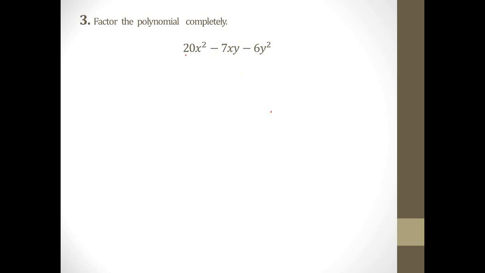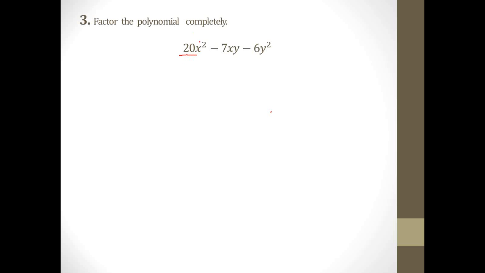So first step, if you have a coefficient in front of the squared term, you check if you have a GCF. Let's see, 20, 7, and 6. Do they share a common factor? Nope, they don't. The 7 is a prime number. It only has 1 and 7 as its factors, and 20 is not divisible by 7, and 6 neither. So, okay. That means we have a factoring problem with a coefficient other than 1.